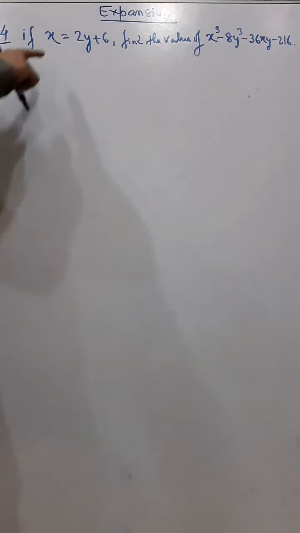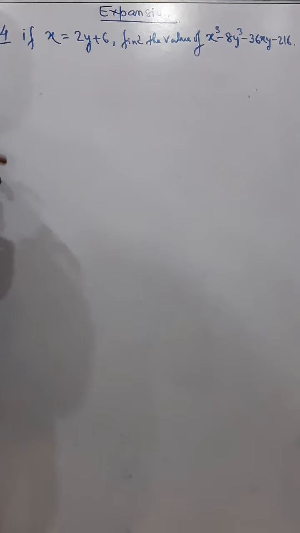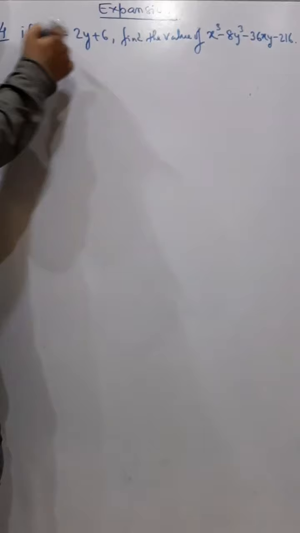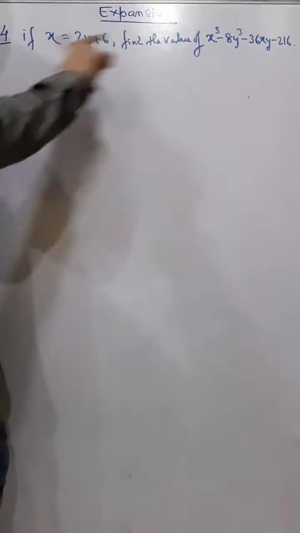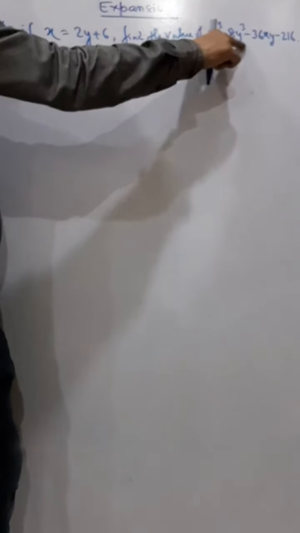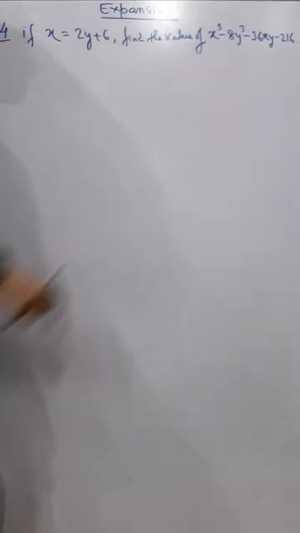Now in this sum they told if x equals 2y plus 6, then find the value of x cube minus 8y cube minus 36xy minus 216. If you look carefully, 8y cube is the cube of 2y, and 216 is the cube of 6.